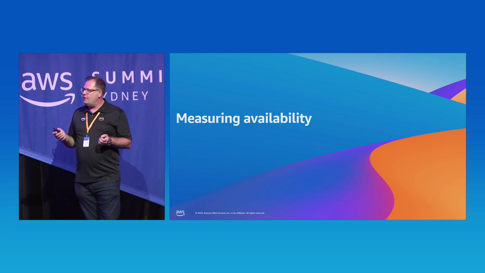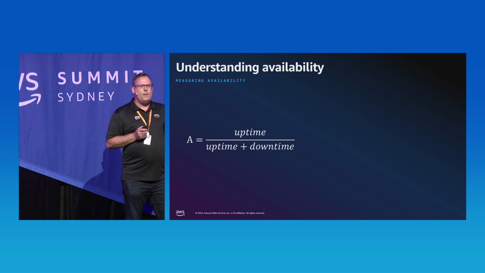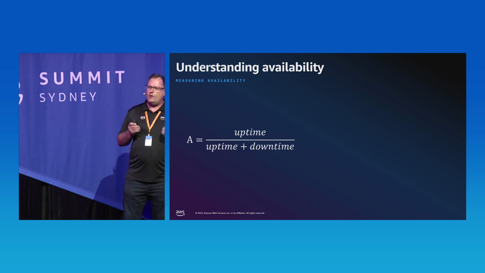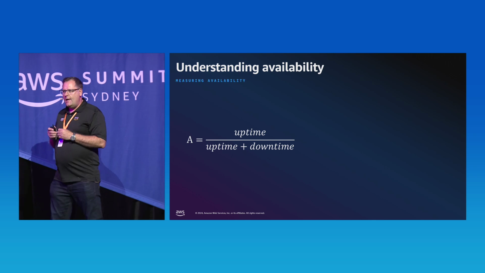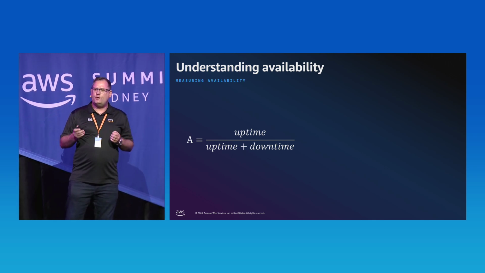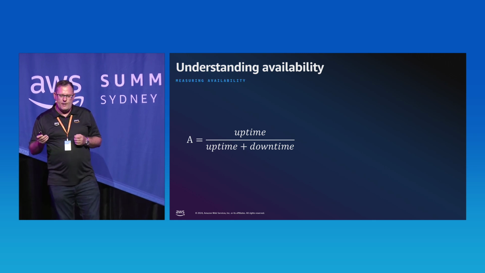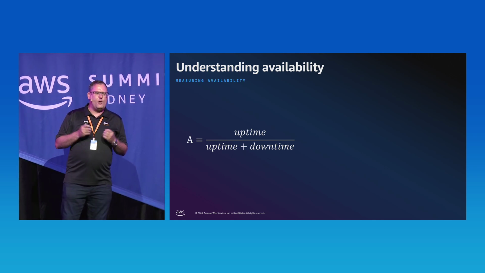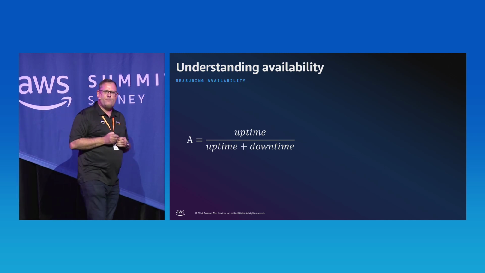So let's talk about measuring availability. Why do we want to do this? Well, measuring availability is one of the ways we can measure resiliency of our workloads. Availability is measured simply as the ratio of uptime to the total time being measured, which is uptime and downtime. This gives one of those famous availability examples, the infamous 4 nines of availability, 99.99.